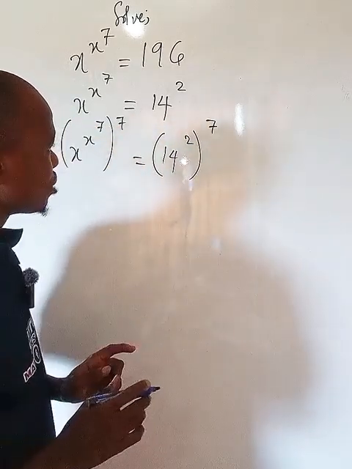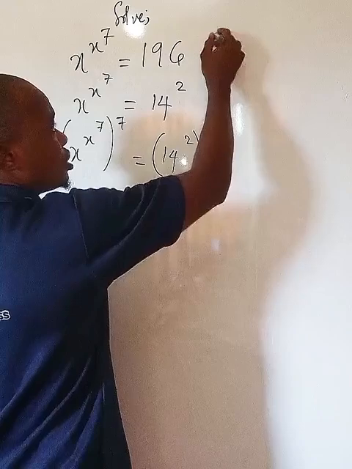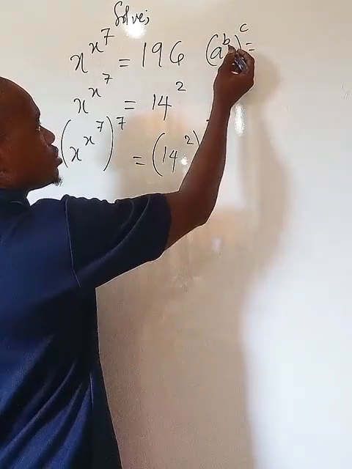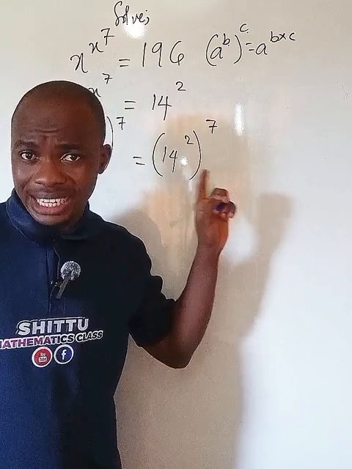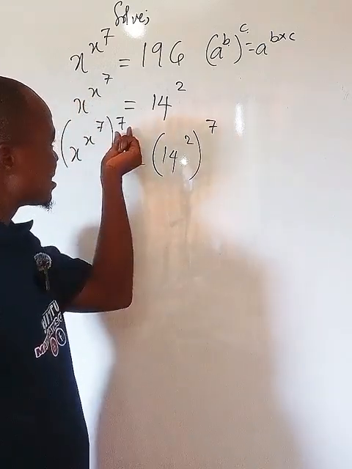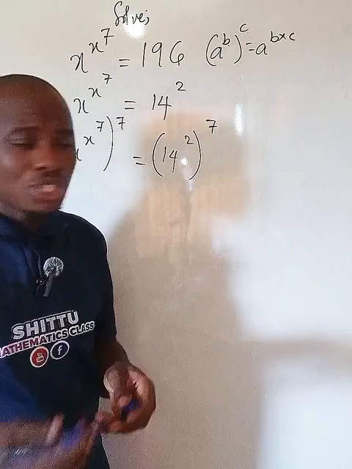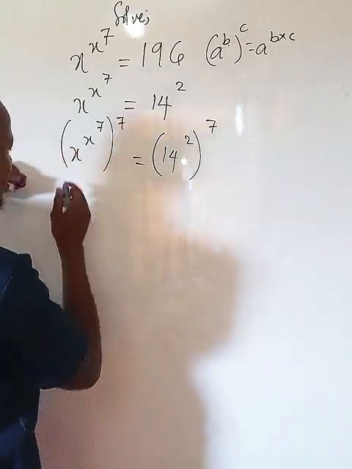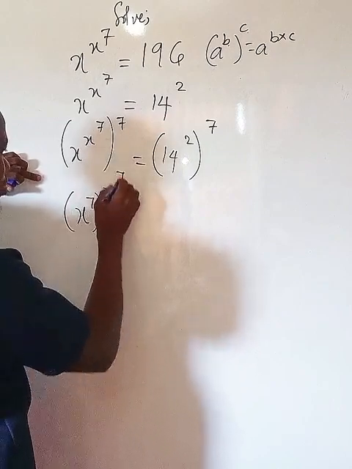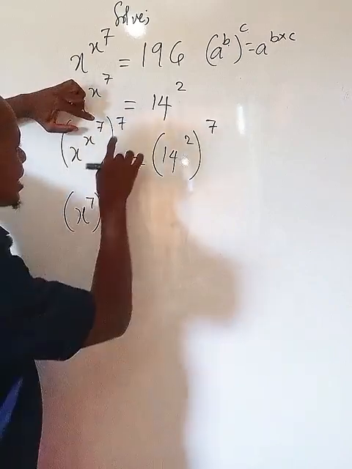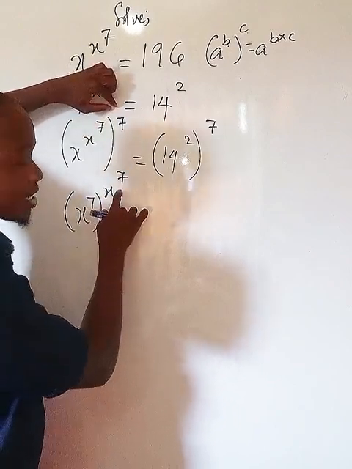Now the next thing we're going to do is, from the law of indices, when you have a to the power of b, all raised to the power of c, you multiply the powers: we have a to the power of b times c, right? So we are going to use that here. This x to the power of 7 is like this b, and 7 is c. So you are going to multiply this by this, and we are going to have x to the power of 7 out. Which means this 7 comes inside, and we take this x to the power of 7 outside. That is what we did.